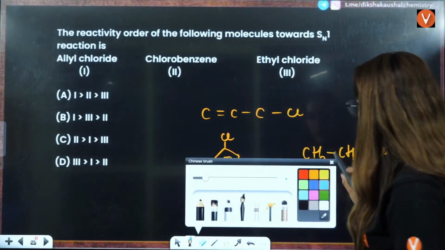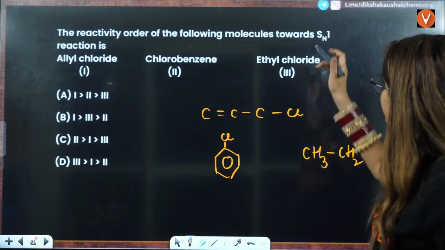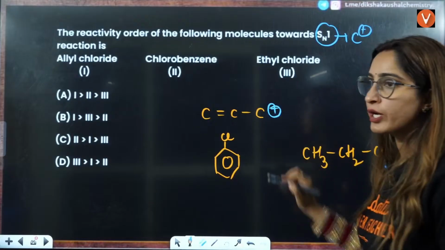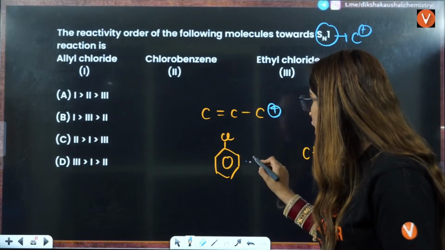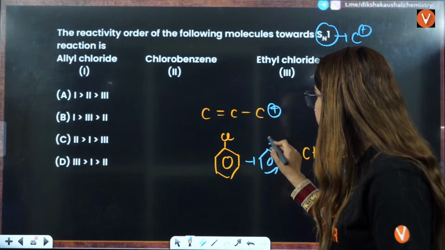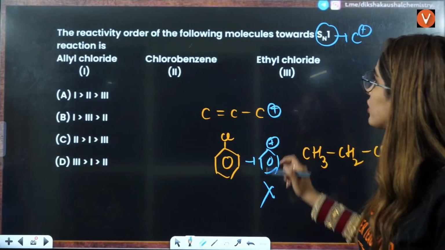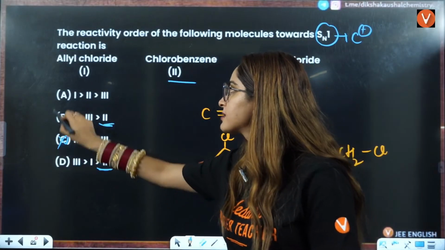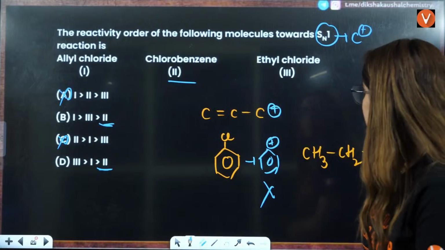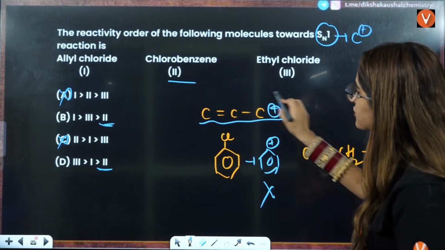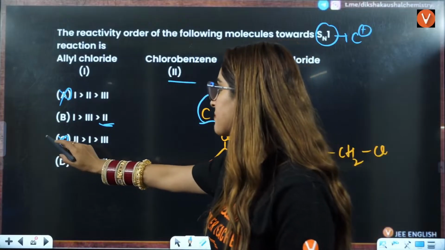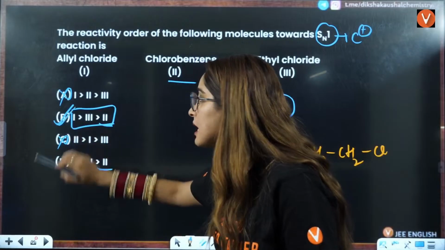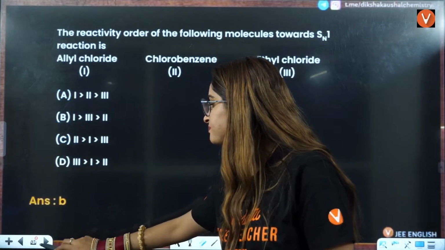The first thing is, when you consider reactivity towards SN1, SN1 means carbocation. So when you take out this, you will have a carbocation here. When you take out this, you will have a phenyl cation, which is not at all stable. So this will be least stable here. Second is also going to be least stable. This is eliminated. This is eliminated. Then out of this, because of resonance, first is going to be maximum stable. So first and third are going to be in the middle. So B is the correct answer here.